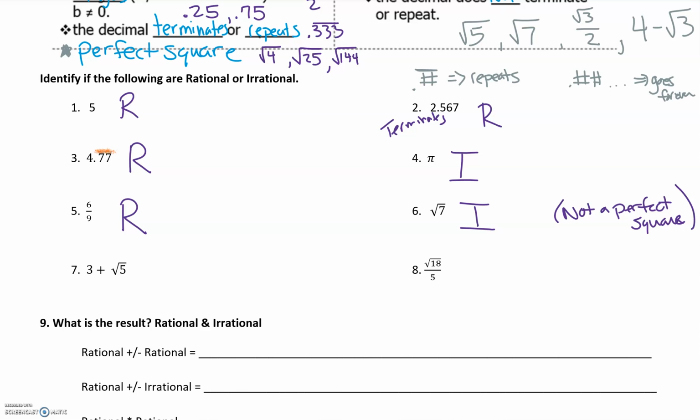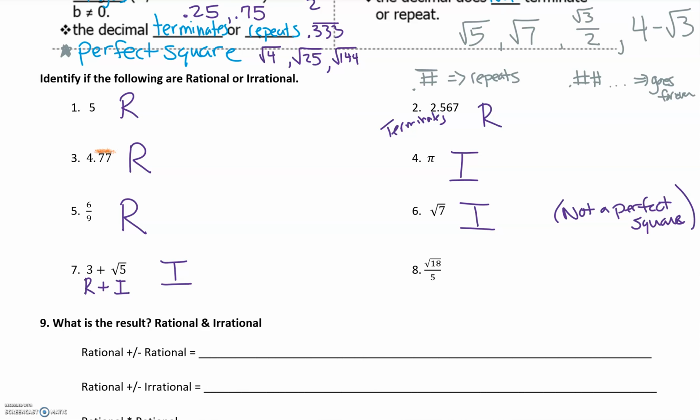All right. Number 7 says 3 plus the square root of 5. So 3 is a nice, pretty integer, a whole number, but the square root of 5 is not a pretty whole number, or a perfect square for that matter. So we're taking something that's rational and adding something that's irrational. We're taking some whole number and adding a decimal that continues forever and ever. So it's going to be that same decimal that continues forever with an extra 3 in the front. So this is still going to be irrational.